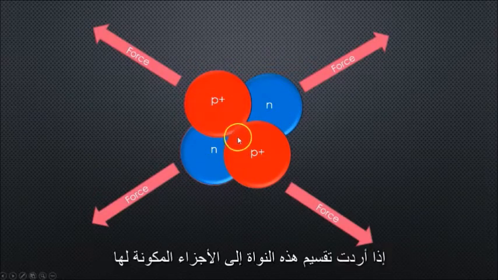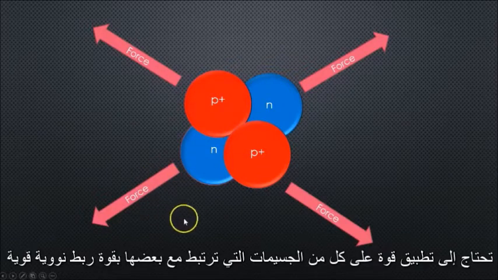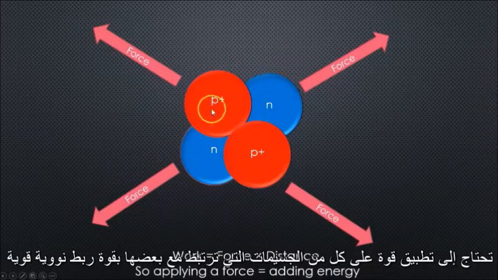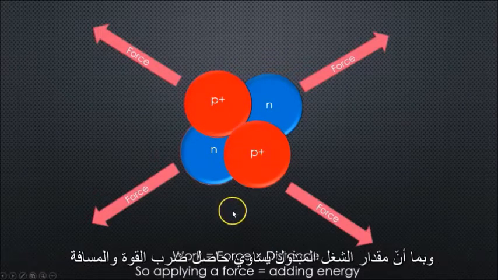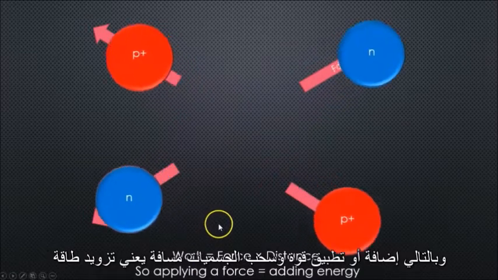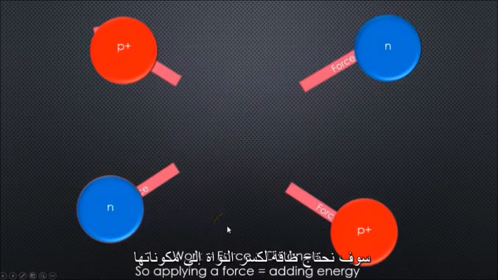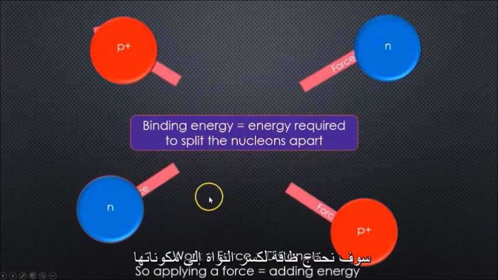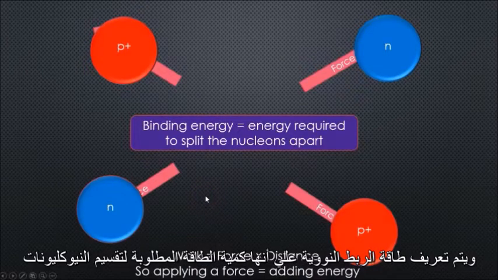If you wanted to split this nucleus into its constituent parts, you'd need to apply a force to each of the particles. They're bound together by the strong nuclear force. As the amount of work done is equal to force multiplied by distance, applying a force and pulling over a distance means supplying energy. It would take energy to break the nucleus apart into its constituents, and binding energy is defined as the amount of energy required to split the nucleons, note protons and neutrons are nucleons, particles in the nucleus, to split the nucleons apart.